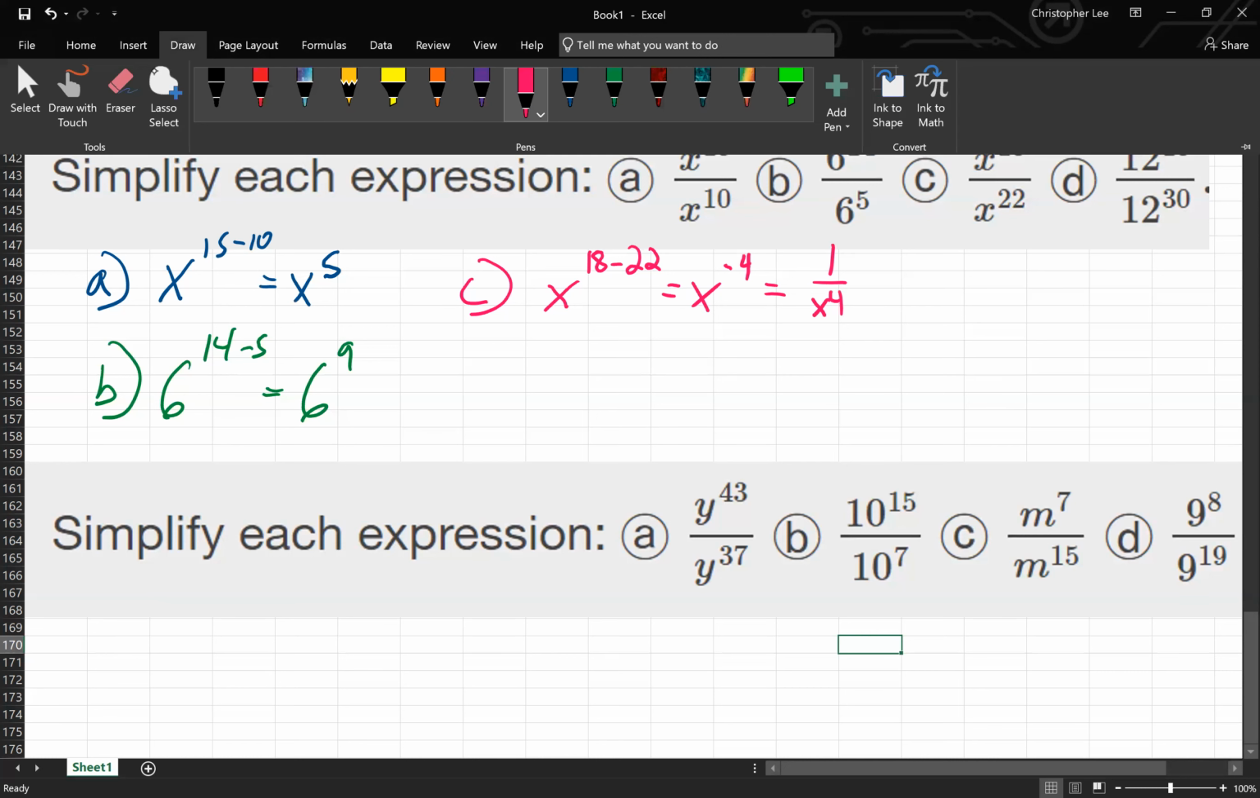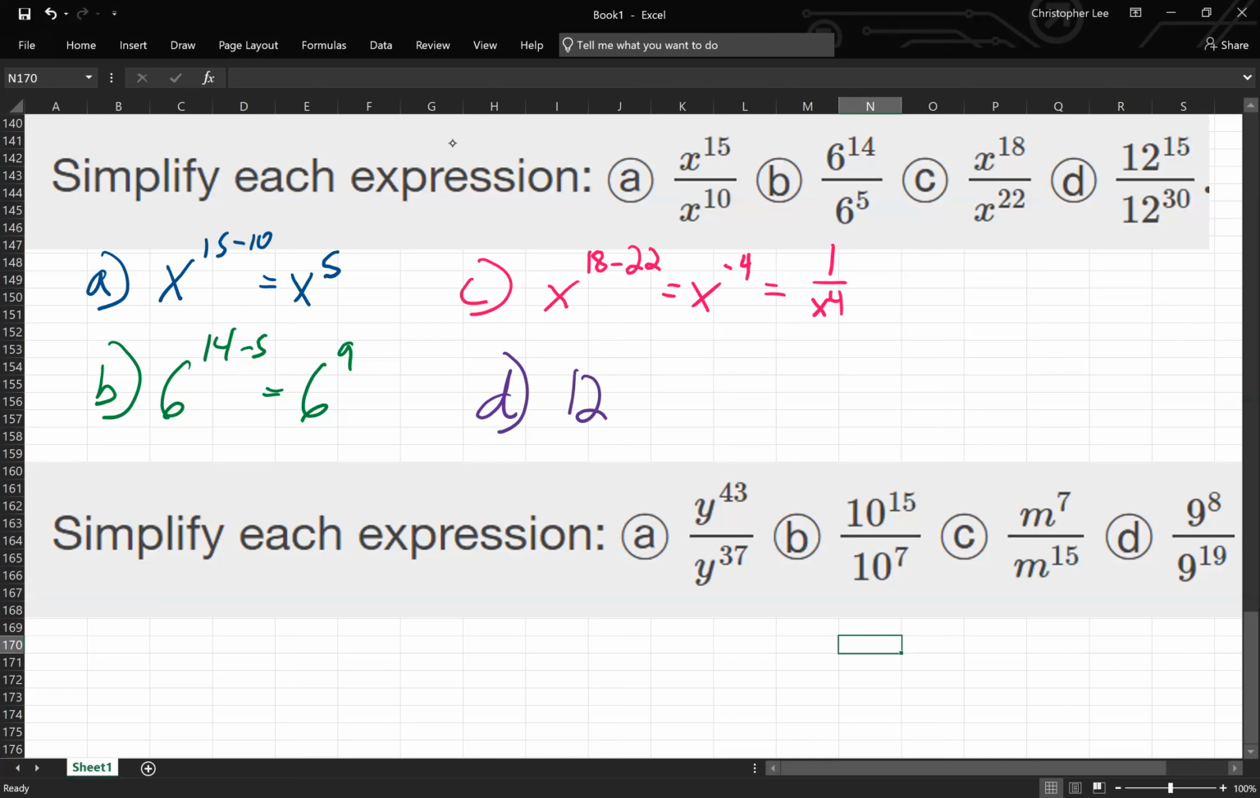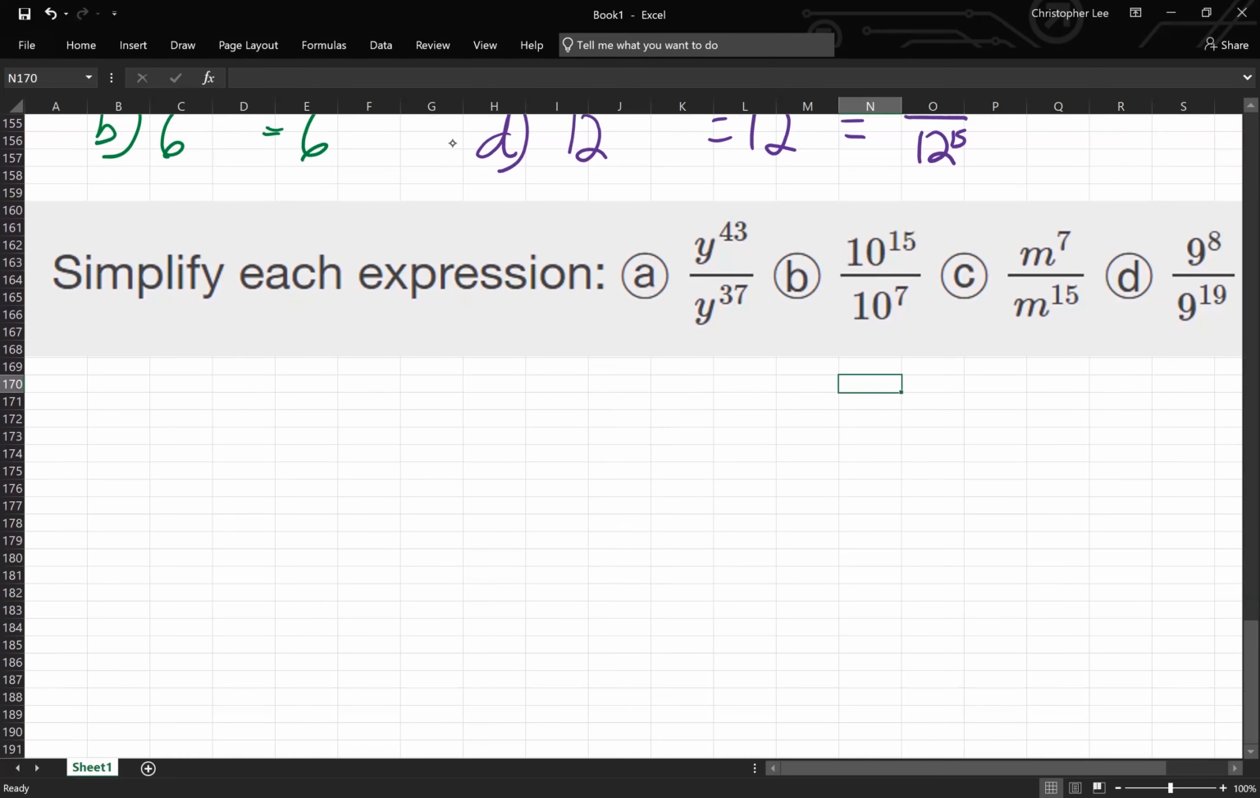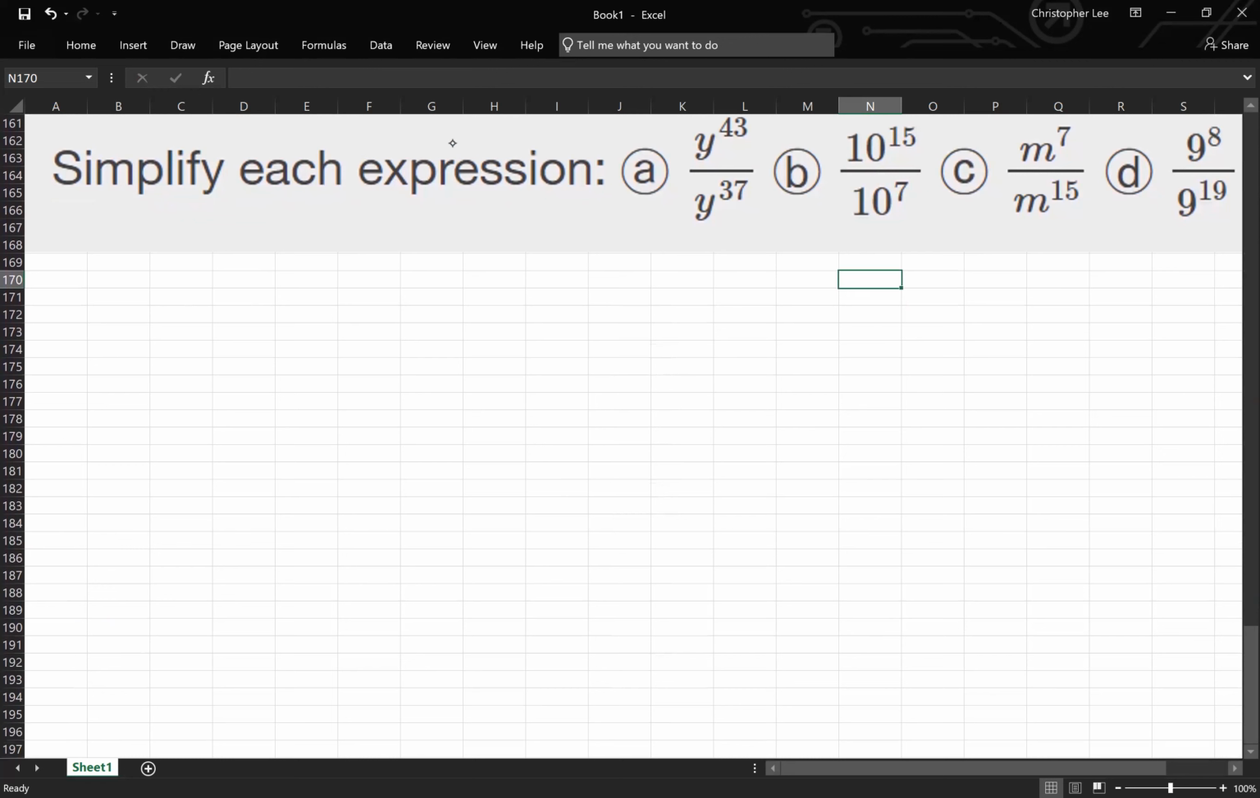And then D, right? Very good. It's 12 to the 15 minus 30. Call that 12 to the negative 15. Very good. Questions on this? Anybody? We good? All right. Let's keep it moving. Let's do the bottom. I'm going to look at A. I have y to the, what's this, 43 power minus 37. Call that what, y to the 6, right?